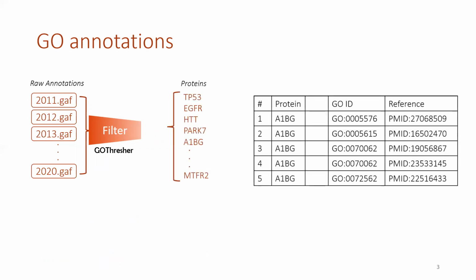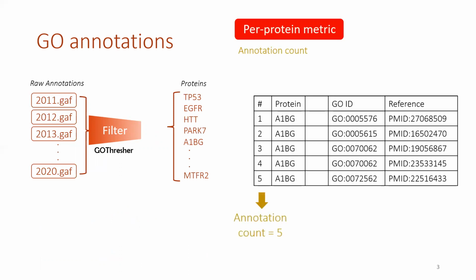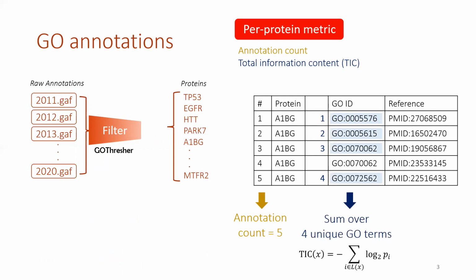Let's take A1BG for example. We can have some per protein metrics. First, the annotation count. Here is 5. Second, total information content. Here we have 4 unique Go terms, so the total information content would be a sum over 4 unique Go terms, where the pi is the frequency of a Go term in the corpus. Third, an article count. Here we have 5.